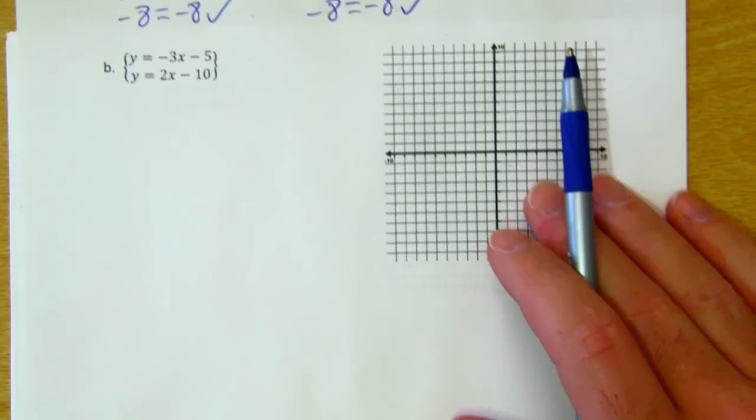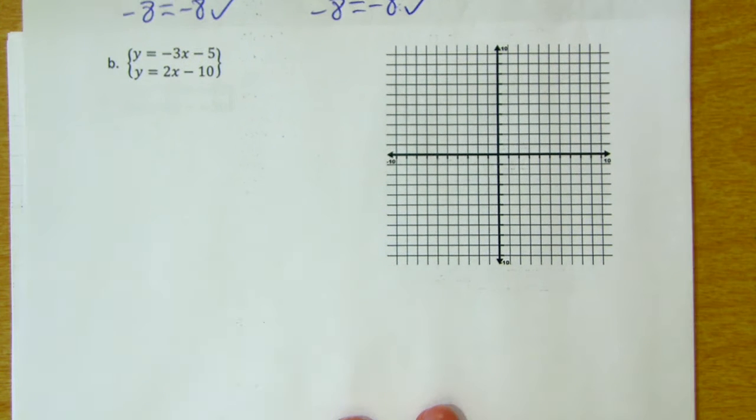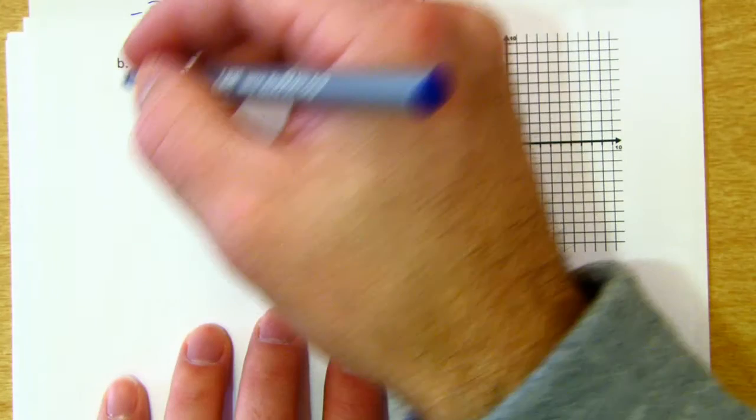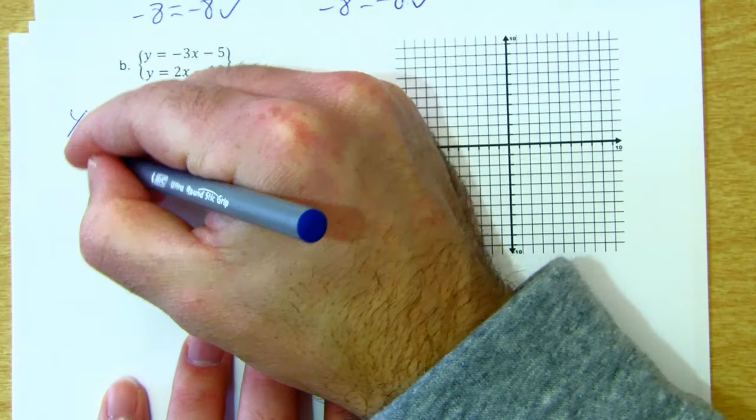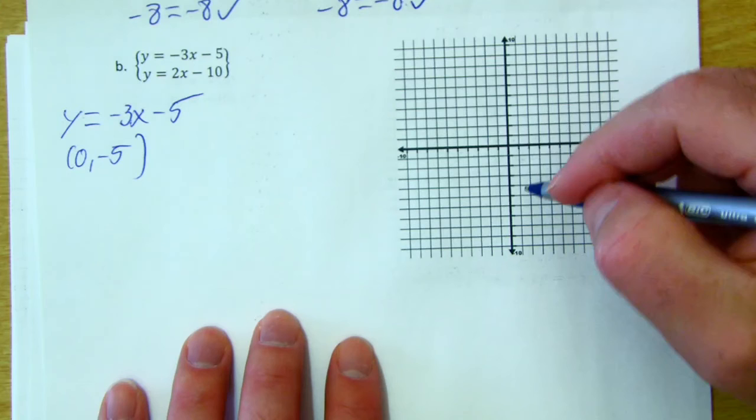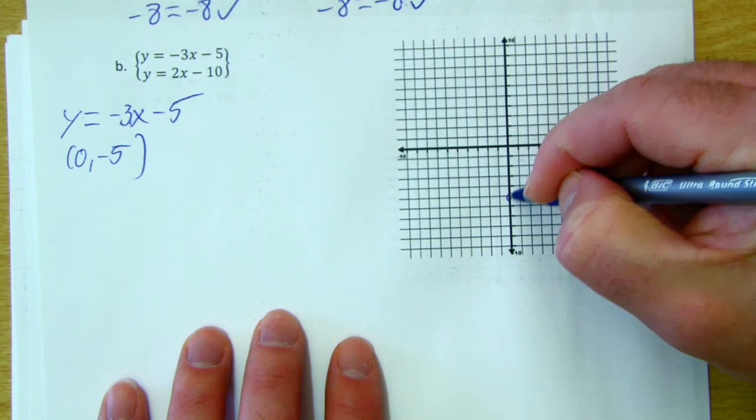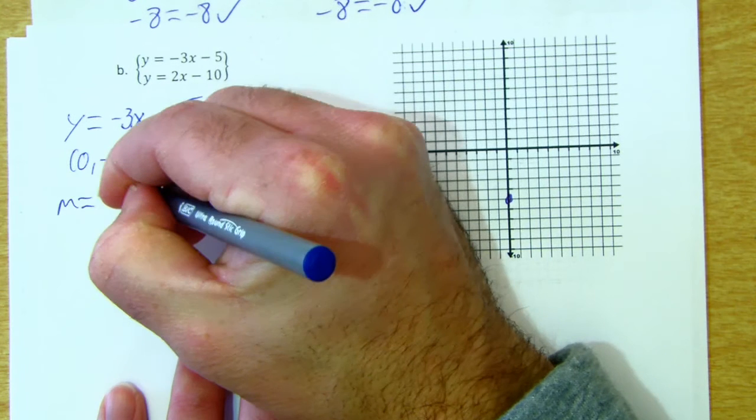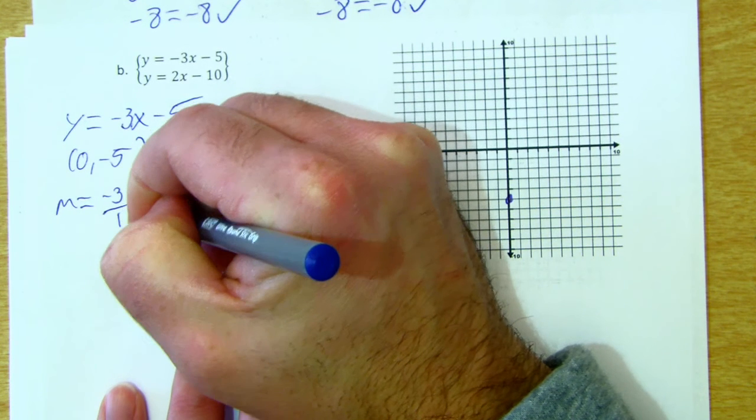All right, so moving on to this next one, I have y equals negative 3x minus 5, and y equals 2x minus 10. So y-intercept at (0, -5). So I got my y-intercept there at (0, -5). And my slope is negative 3. So that's down 3, right 1.